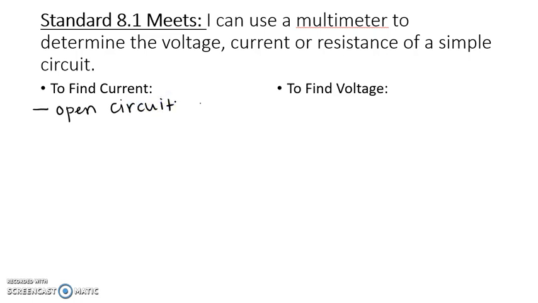The reason the circuit needs to be open is that the multimeter acts like it's closing it, right? So if the circuit is open, it allows the current to flow all the way through the circuit and then through the multimeter, and that's how you get a reading. The next thing is we need to measure it at the switch.